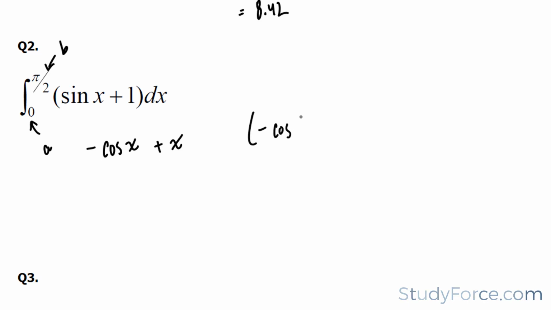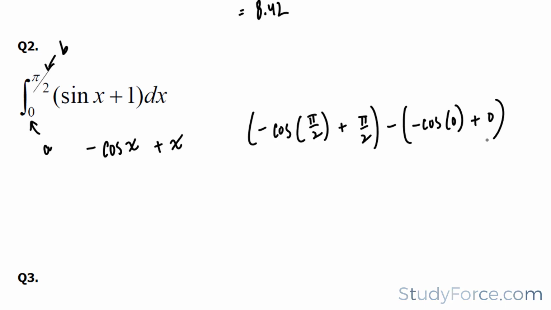Negative cosine at pi over 2 plus pi over 2 minus negative cosine at 0 plus 0. So we know that cosine at pi over 2 will equal to 0, and you can use your calculator to confirm that. And cosine at 0 will equal to 1. So if we simplify this, we end up with pi over 2, and this simply becomes plus 1. Now think about it. You have a negative, it becomes a positive. And that's all she wrote. Let's move on to question 3.